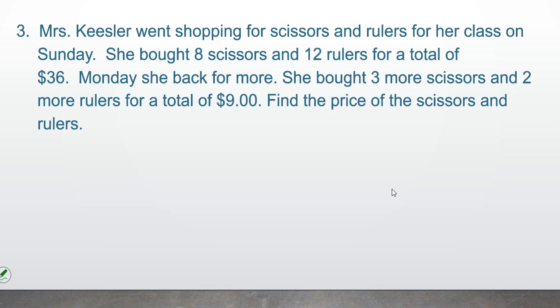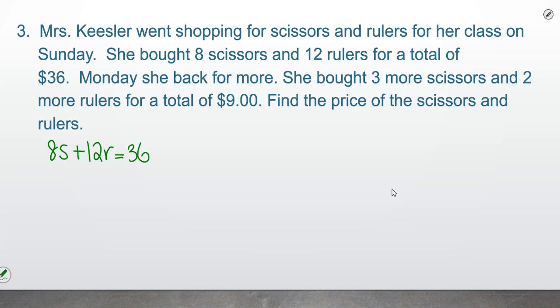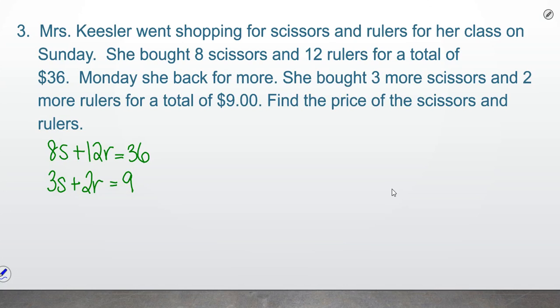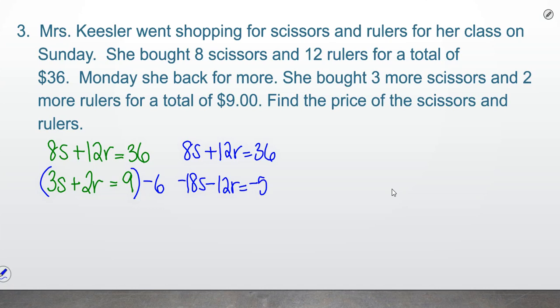All right, so we know that I started with 8 scissors and 12 rulers and spent $36. Then I went back and I bought 3 more scissors and 2 more rulers and spent $9. So there's my equation. Pretty simple. Again, I can't jump right into eliminating because I don't have any opposites. So I'm going to multiply this bottom equation by negative 6 so that I get positive 12 and negative 12. Bringing the equations over, 8s plus 12r equals 36. And then negative 6 times 3s is going to be negative 18s. And then minus 12r equals negative 6 times 9, which is 54.